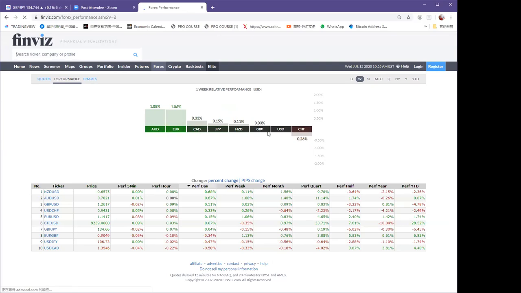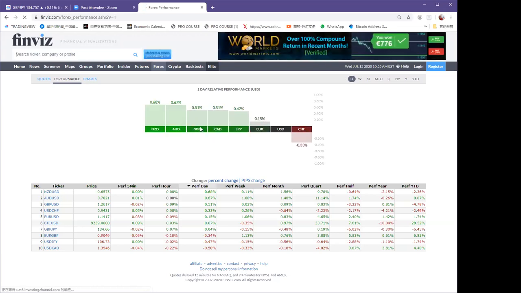Today it's sterling strong. It's in the top three. You can see here the sterling is a little bit stronger than the yen, right? It's definitely stronger than the dollar. So I will prefer to buy sterling dollar instead of sterling yen, or I will allocate more position in sterling dollar than sterling yen. So you can use the performance to help you make some decisions.